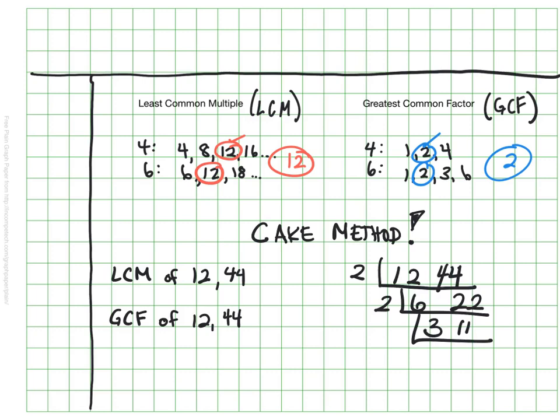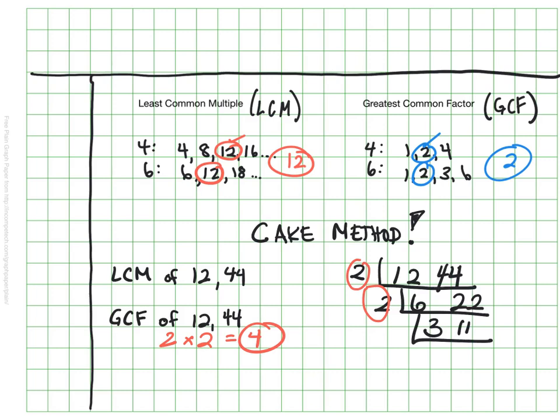Now, to look for the greatest common factor, I'm going to look at what I have already divided by. I divided by 2 and 2. My greatest common factor is what I get when I do 2 times 2. Their greatest common factor is 4, right?